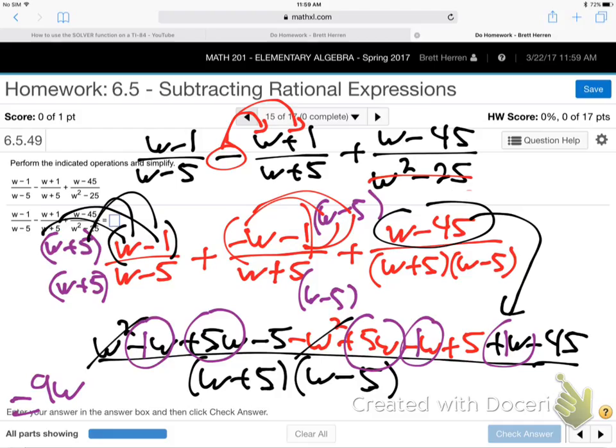No? Nobody got that? I got 9W. Yeah, I think that's right. And then the minus 5 plus 5 can cancel. 45. Well, it's minus 45, isn't it? What a mess. Over W plus 5, W minus 5. Oh, this is a terrible problem.